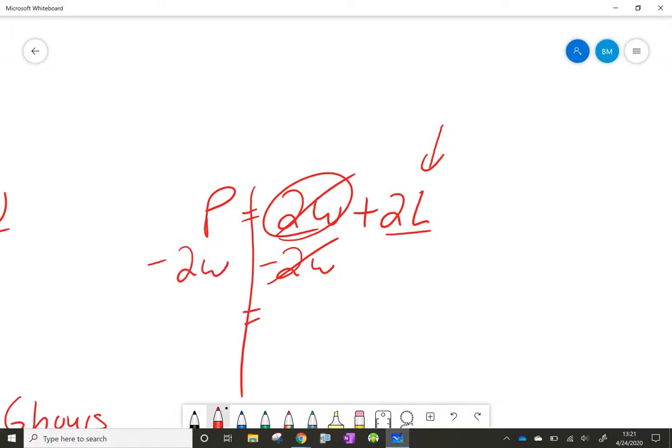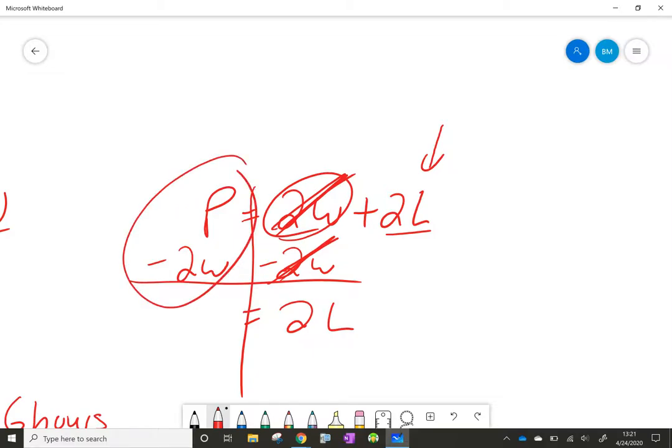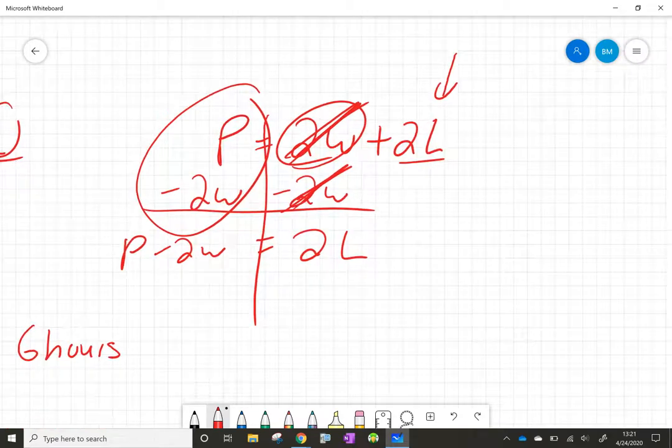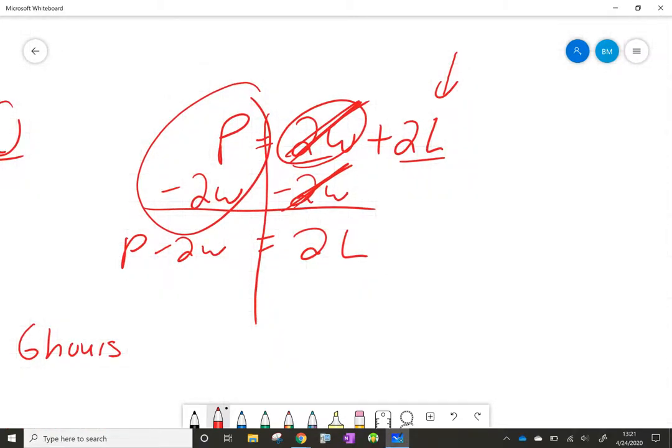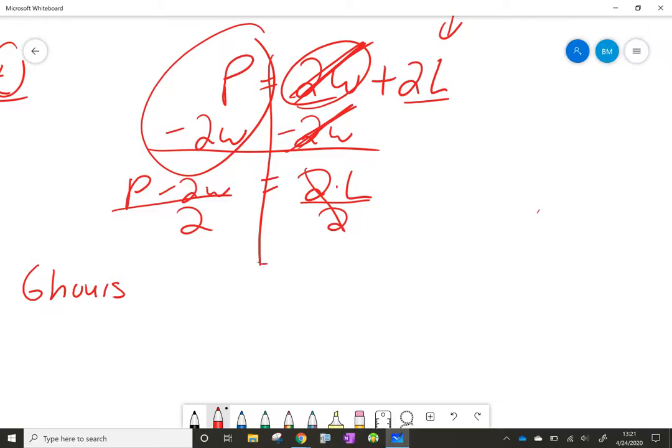So we'll subtract 2w from both sides. So obviously the 2w will cancel on the right and just leave you with 2l. And on the left, we just have p minus 2w. Now to solve for L, I have to get rid of the 2. Since the 2 here is multiplied with L, I'll divide by 2. So I'm going to divide both sides by 2. And now that leaves us our answer. Our answer is L is equal to p minus 2w divided by 2.